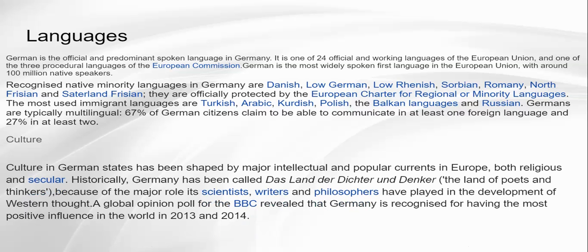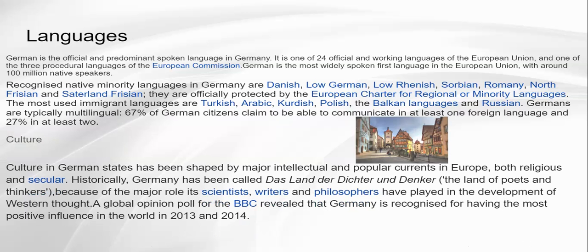Culture in German states has been shaped by major intellectual and popular currents in Europe, both religious and secular. Historically, Germany has been called Das Land der Dichter und Denker, the land of poets and thinkers, because of the major role that scientists, writers, and philosophers have played in the development of Western Europe. A global opinion poll by the BBC revealed that Germany was recognized for having the most positive influence in the world in 2013 and 2014. I really don't know how they measure this, but okay, I guess.